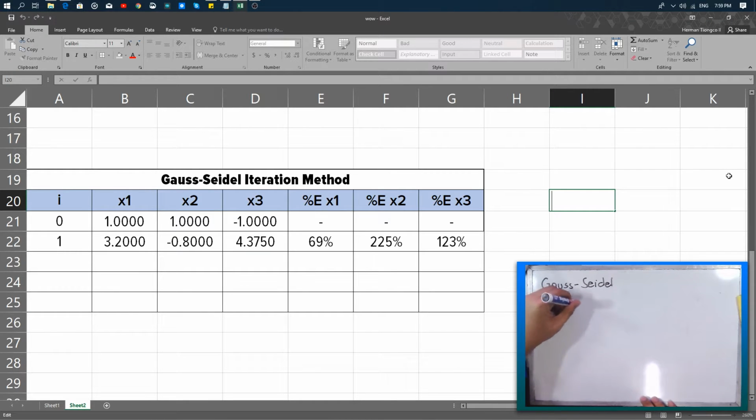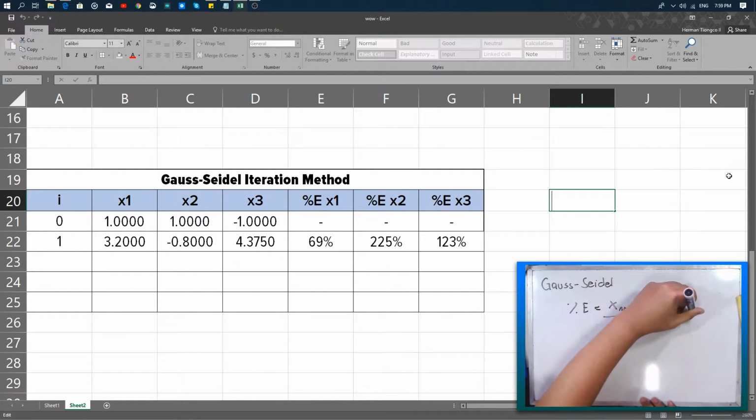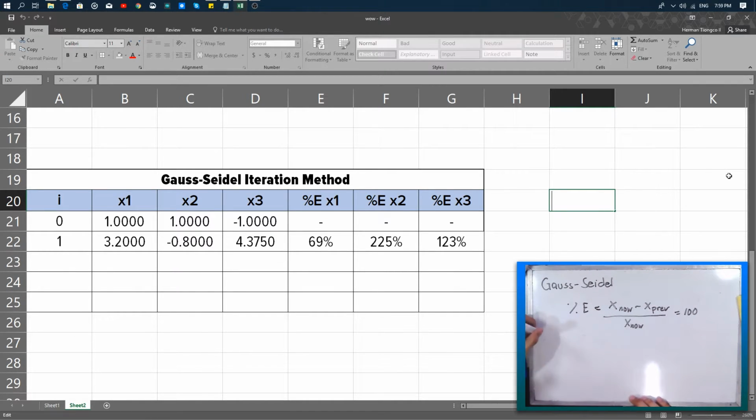We are going to use the formula. Percentage error is equal to the x of the present, or now, minus the x of the previous, over the x of now, times 100. So for example, the x now is equal to, for the x sub 1, right? The x sub 1, we have 16 over 5. Then the previous value of x is 1.